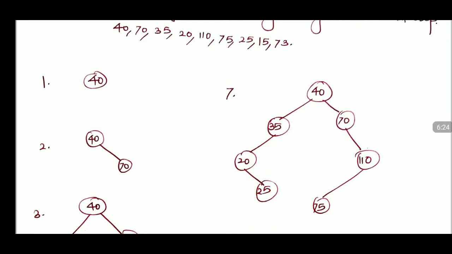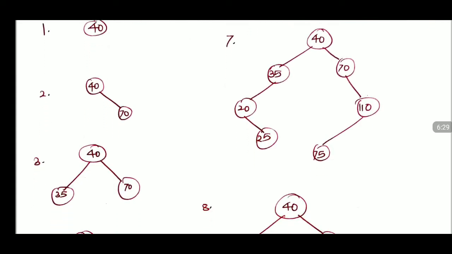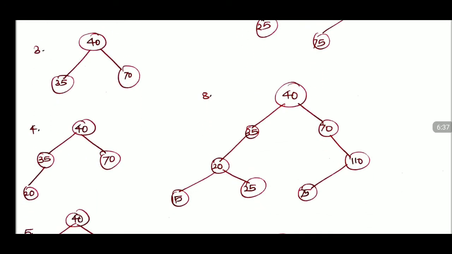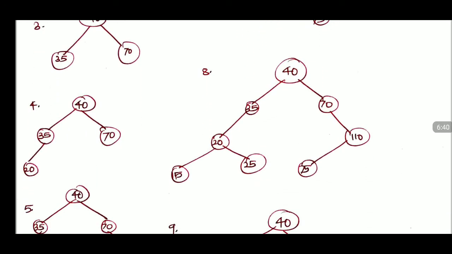Now 35 is less than 40, so it will go to the left part of the tree. In the next stage, we are reading 20. Now 20 is less than 40, then we'll go to the left part. Then in the left part there is a 35. Now 20 is also less than 35, so we'll go to the left part of the tree, that is empty, so we can make an entry of 20 in the left part of 35.